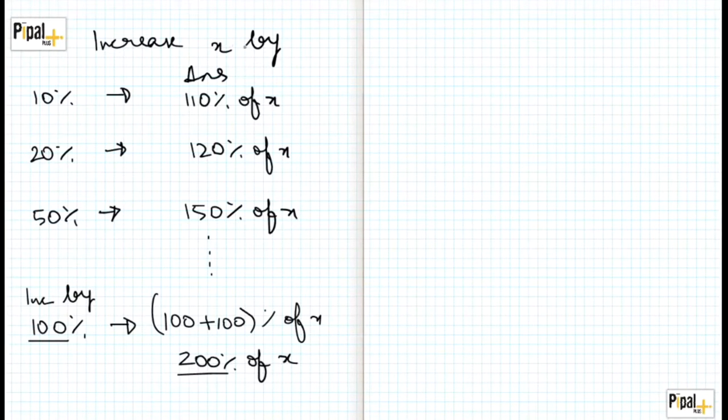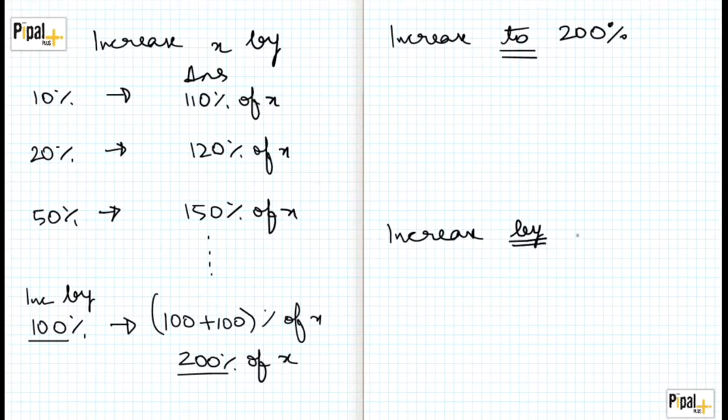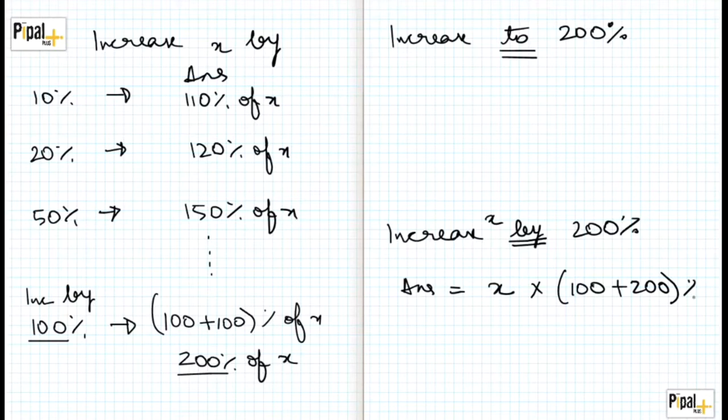Now let's look at another terminology which sometimes confuses. In case of an increase, increase by a certain percent, increase by 100%, or increase by 200%, what if I am told increase to 200%? Let's see what this means versus increase by 200%. So far what we've done is increasing something by a certain percentage. We do 100 plus that percentage times the original number, right? So if we were asked to increase x by 200%, our answer will be x multiplied by 100 plus 200%, or 300% of x, right?